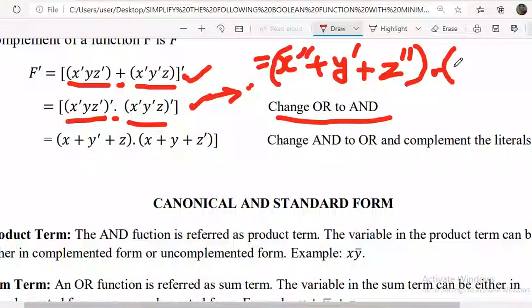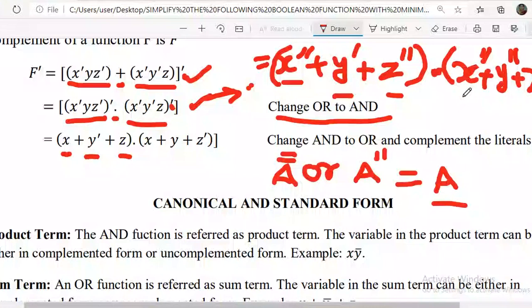Using this theorem, x double dash will become x, and y dash I write as such. Z double dash becomes z. X double dash will become x, because double inversion will be cancelled. Y double dash will become y, because double inversion will be cancelled. Then there is a dash. So this is the complement of the function. Now we got the answer f dash, which is the complement of that particular function.